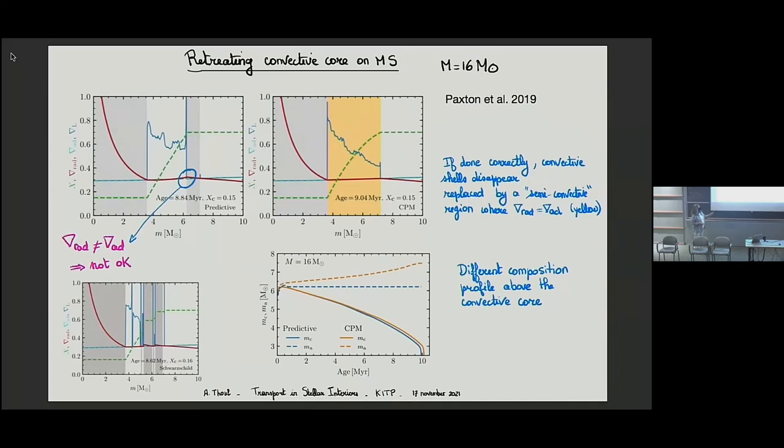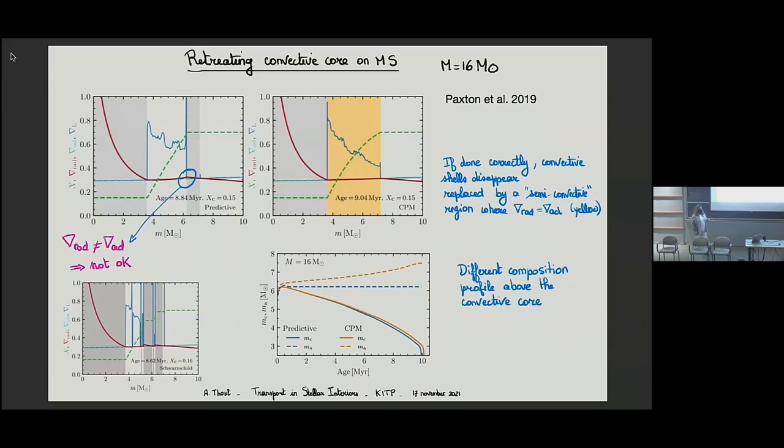So the reason you have that is you have this mess of little convective shells. And if you look at the convective shells, inside the convective shell, you have regions where at the boundary, the radiative gradient is larger than the adiabatic gradient. So you know that's not a situation that's physically acceptable. The boundary of the convective region is not there.